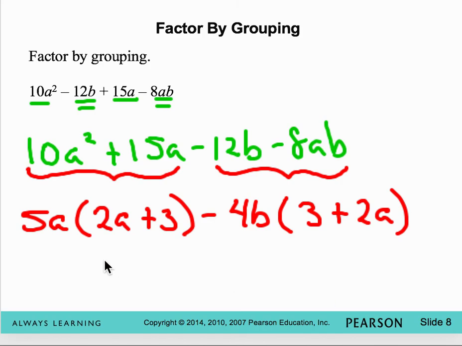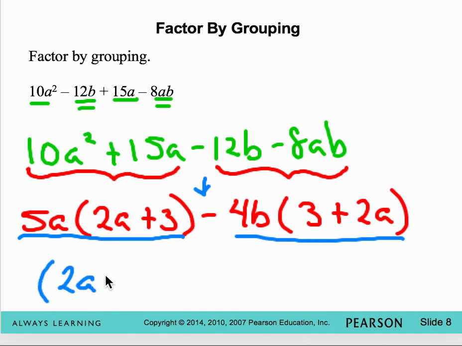Okay, and so my question is, here are my two individual terms that are separated by the plus or minus sign. Is 2A plus 3 and 3 plus 2A the same? Oh yeah, that is the same, right? So I can pull that out, 2A plus 3, and that leaves 5A minus 4B.